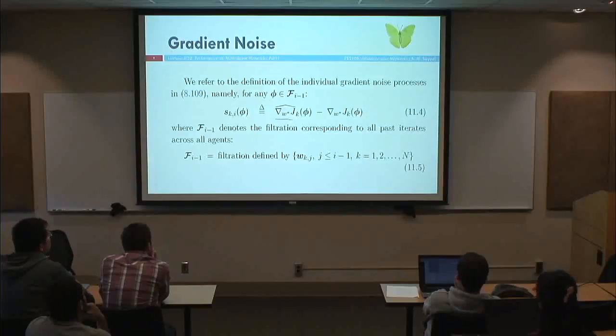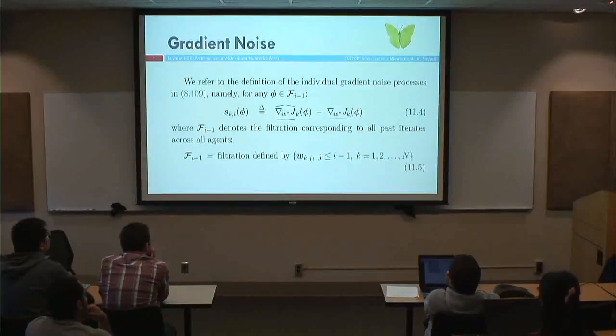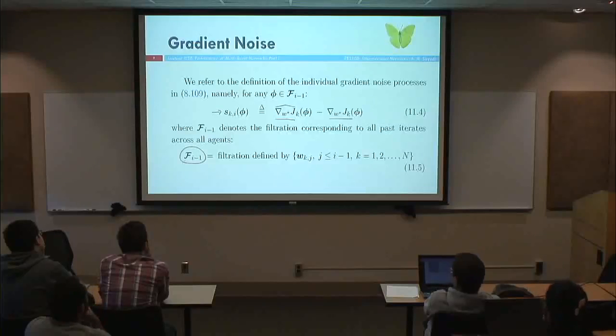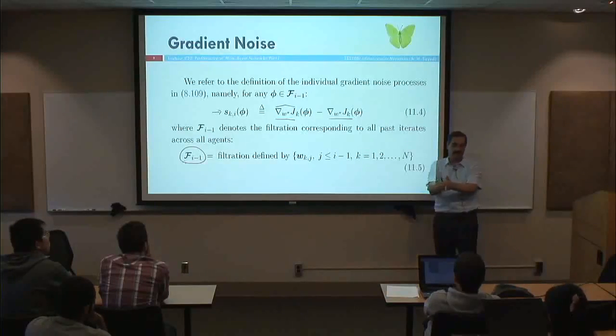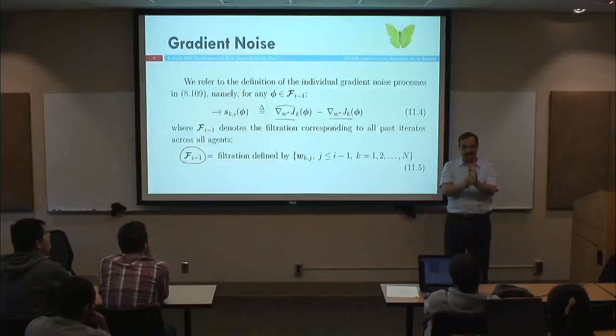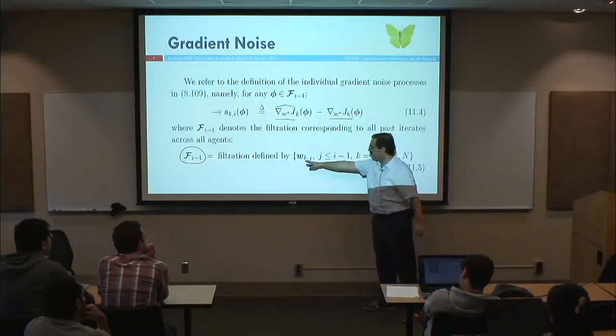I'm using an approximate gradient rather than the true gradient. The difference, we call it gradient noise, S. So this is gradient noise at agent K at time I. And I also introduced this notation, the calligraphic F, to mean the history of estimates up to this time instant. So when I condition on F, it means I'm computing an expectation conditioned on knowing all the omegas that happened so far. This is just shorthand notation.